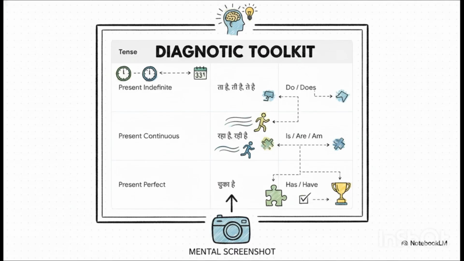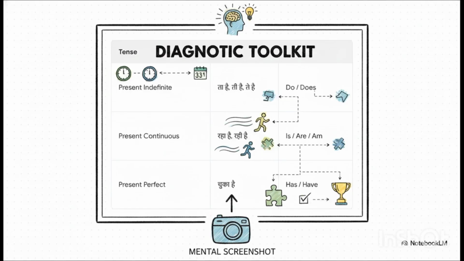And here is where this diagnostic toolkit really comes together. This right here is a highly visual, totally screenshotable cheat sheet. If a thought ends with routine markers, boom, you instantly know it's present indefinite, which links directly to do or does. Now, if there's a continuous action marker, that drops you straight into the present continuous neighborhood, requiring is, are, or am. And if the action is already completely done, well, you're at the present perfect house, requiring has or have. Honestly, I highly recommend reviewing this daily.